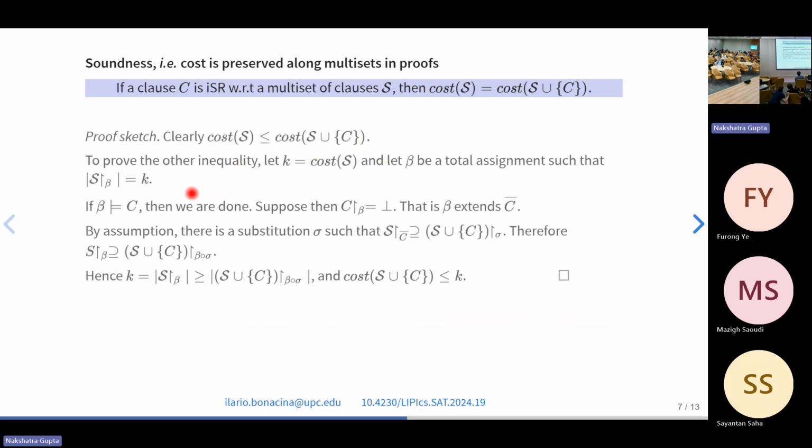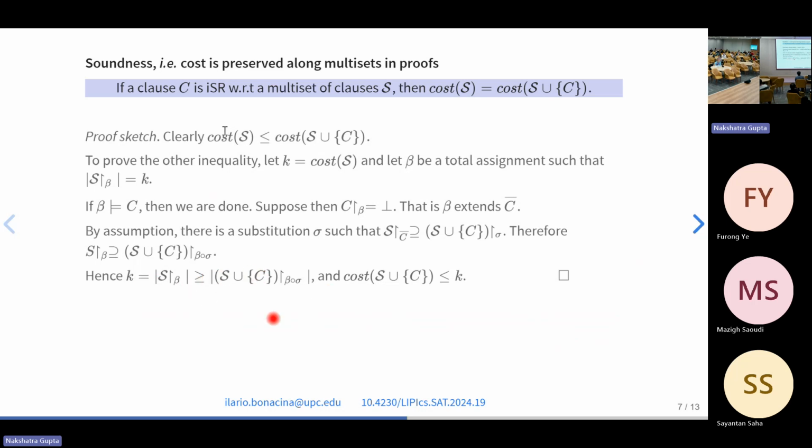To prove that inequality, let's say that K is the cost of S, and beta is a total assignment that realizes this cost. Now if this assignment satisfies the clause, we are done. If it doesn't satisfy it, then it extends the negation of C. By assumption, since it was ISR, there is a substitution such that this inclusion holds. Now you just restrict the inclusion by beta and you get this other inclusion. Since this was an inclusion and you take the size, you get an inequality about the size.